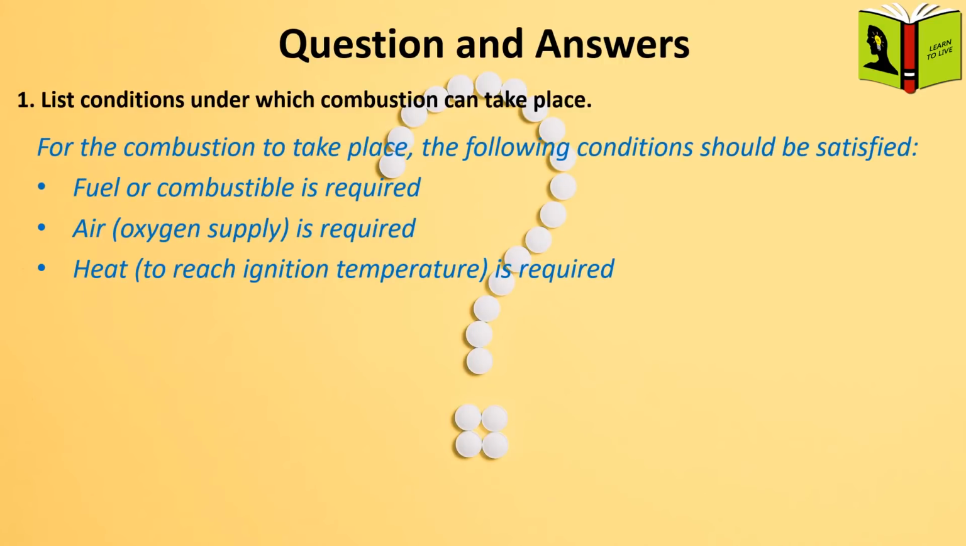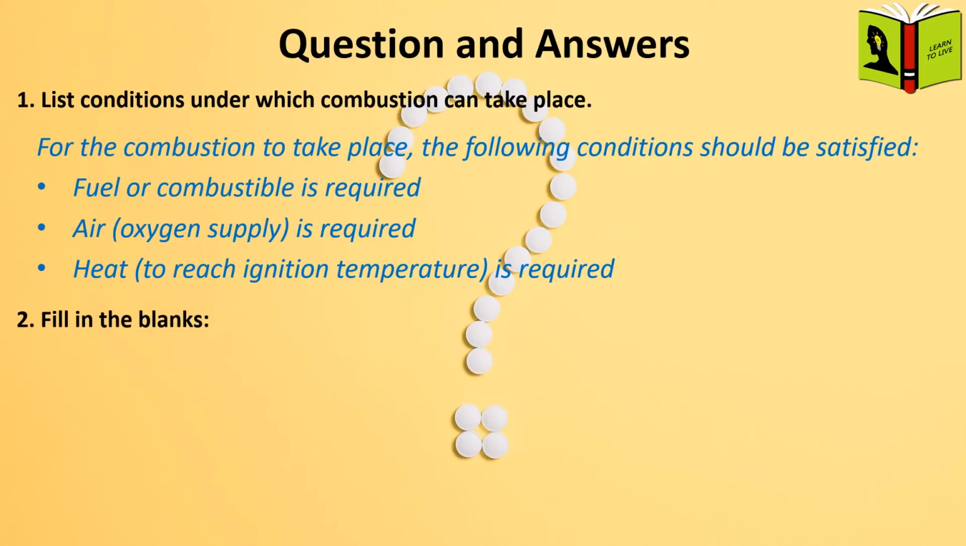For combustion to take place, the following conditions should be satisfied. Fuel, or combustible, is required. Air, oxygen supply, is required. Heat, to reach ignition temperature, is required.